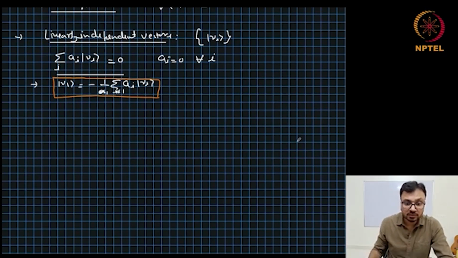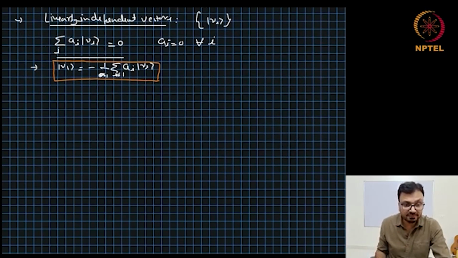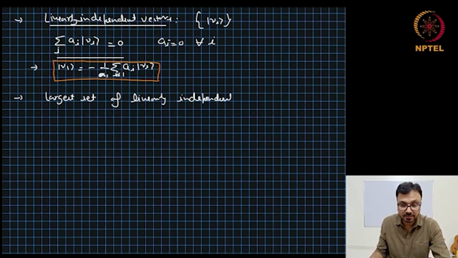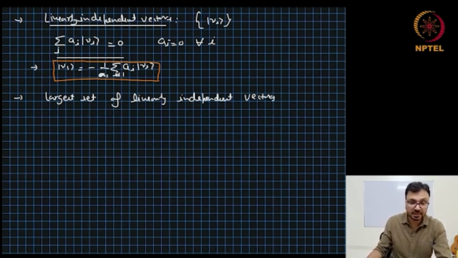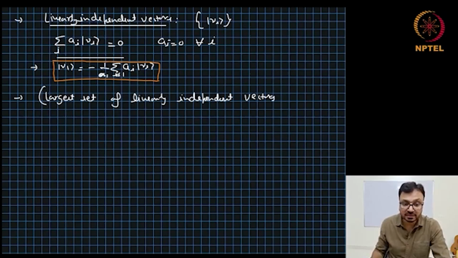So what is the significance of this? If we get the largest set of linearly independent vectors in a vector space, okay, then the cardinality of this set is called the dimension of the vector space.